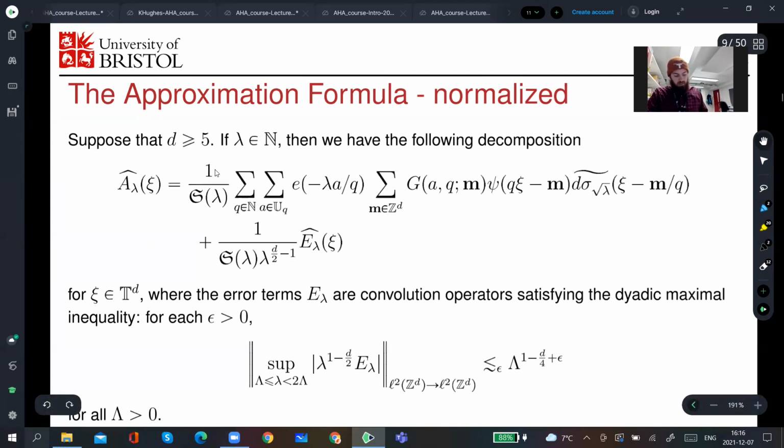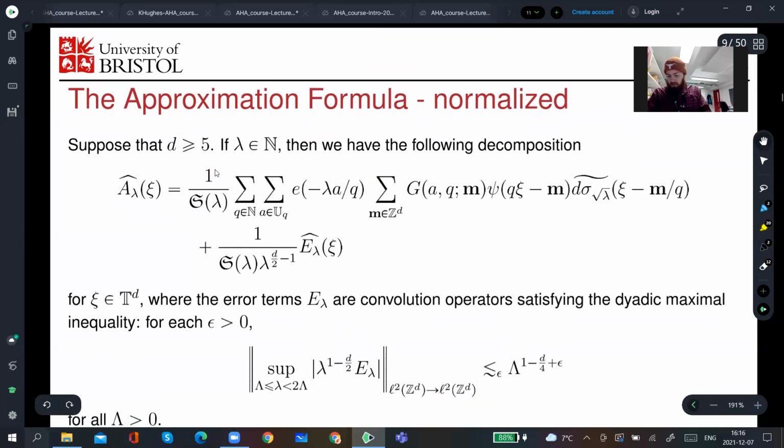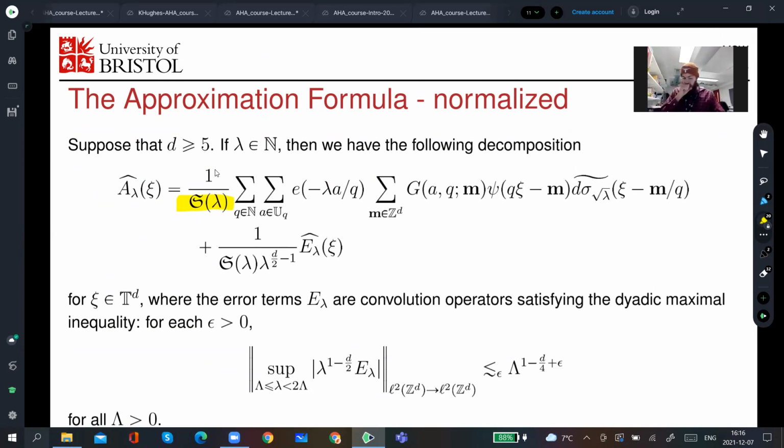Recall that what looks like a G of lambda is actually a mathfrak S of lambda, and that's standing for the singular series. It encodes all the p-adic behaviors for what's happening on integer points in a sphere of radius root lambda.